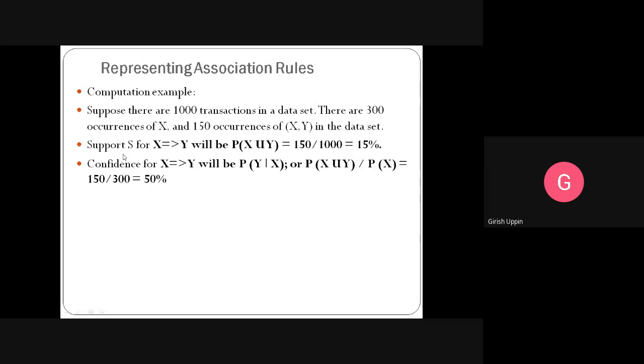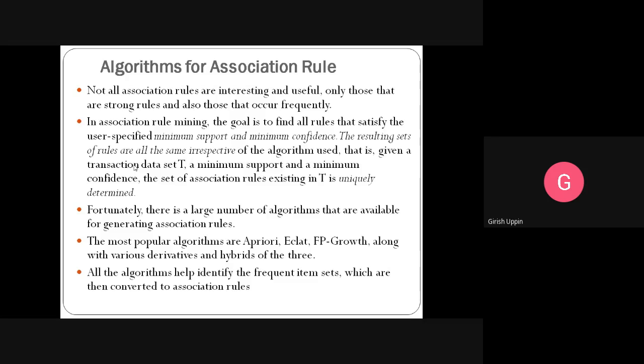We want to set some support level. Let us say we want to set support level of 30% and confidence of 40%. If the rule is having support of greater than or equal to 30% and the confidence is greater than or equal to 40%, then only we will select those association rules for further processing. Not all association rules are interesting and useful, only those that are strong rules, and also those that occur frequently.